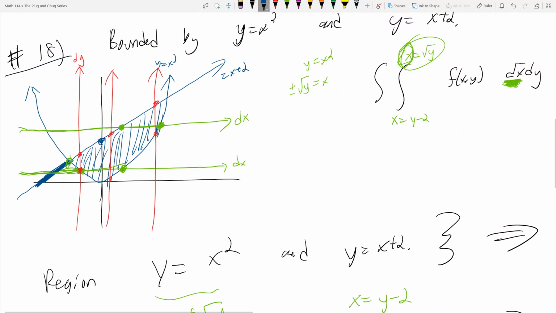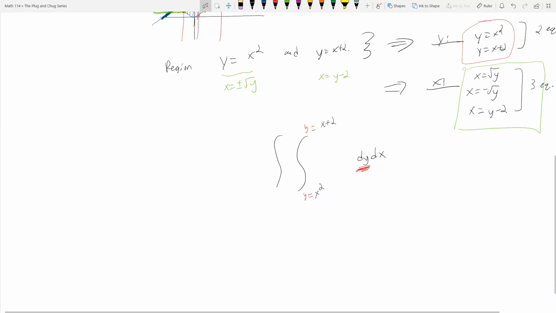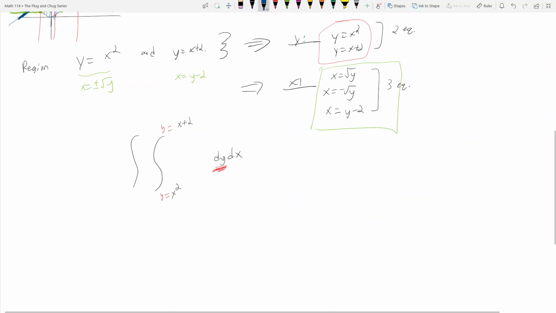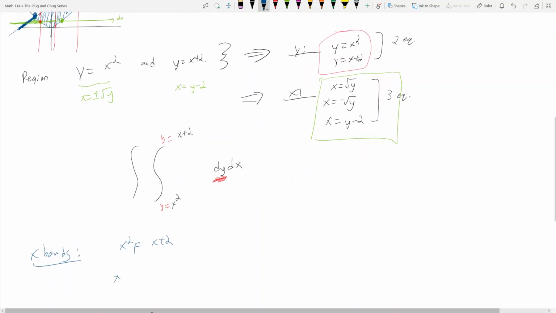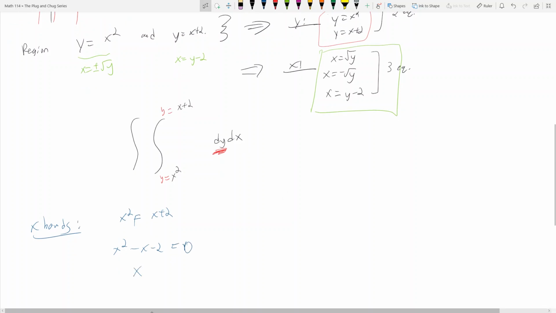Because that's the boundary, right? The intersection of y is equal to x squared and x plus 2 is there, and then here's an intersection point where you have the parabola is equal to the line. So to find the x bounds, you got x squared is equal to x plus 2, right? And so here's x squared minus x minus 2 is equal to 0. And essentially factoring, x is equal to negative 1, x is equal to 2. And so your bounds here are going to be x is equal to negative 1, x is equal to 2.